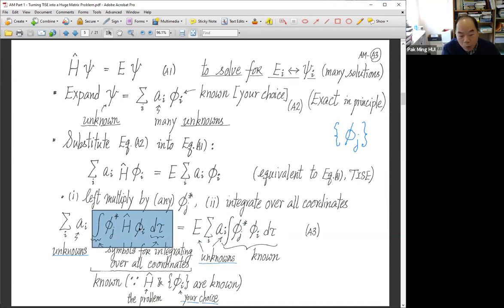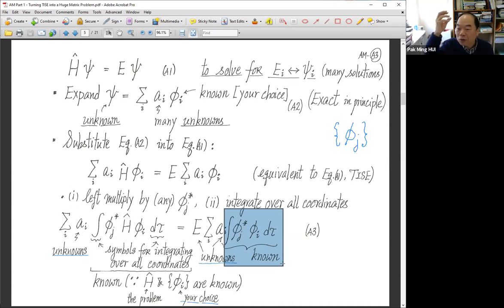So now I want to introduce some symbols for these integrals. But let me repeat. You give me a problem H, I make my choice, then the many integrals here are already known. Known by that, I mean you can write a program to calculate every one of them if you don't want to do it analytically. So now I want to introduce some symbols to represent this.